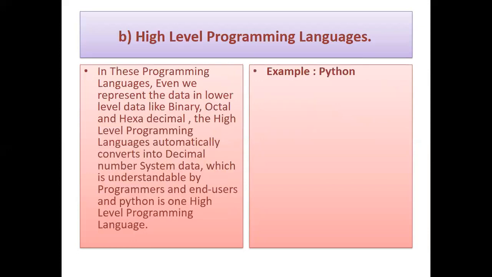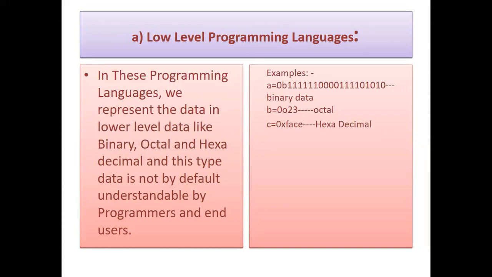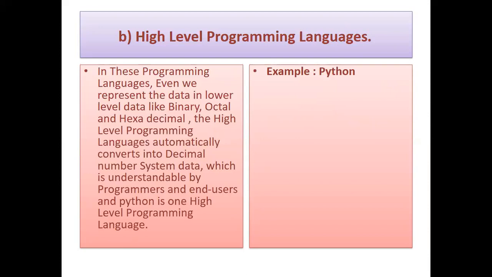But if we talk about Python, it will automatically convert it into end user understandable language. That is why it is called a high-level programming language. What is the end user language? It is decimal number system data. Let's go ahead and understand with an example.